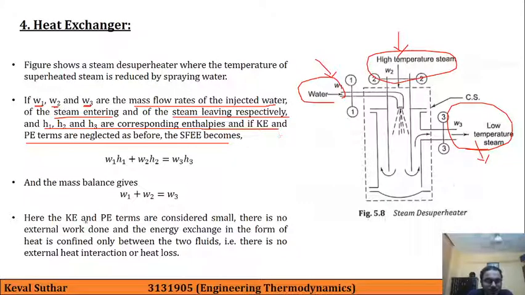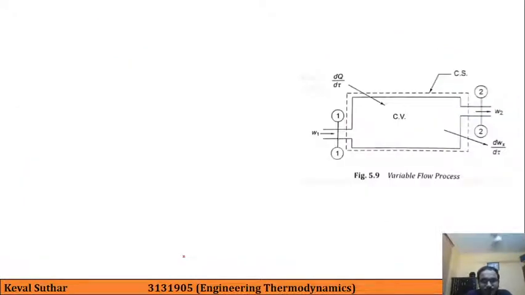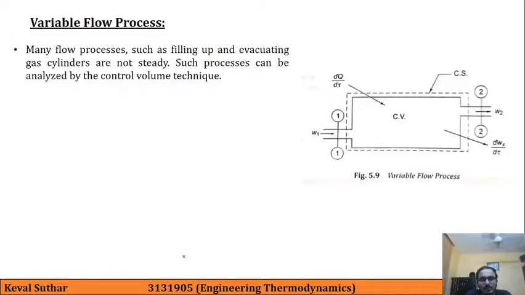Here kinetic energy and potential energy terms are considered small. There is no external work. The energy exchange in the form of heat is confined only between two fluids. So whatever heat interaction is happening is between this steam and water, and there is no external heat interaction or heat loss. Now our next topic is variable flow process.